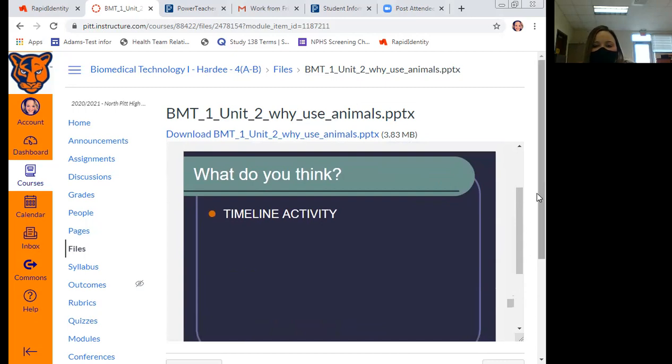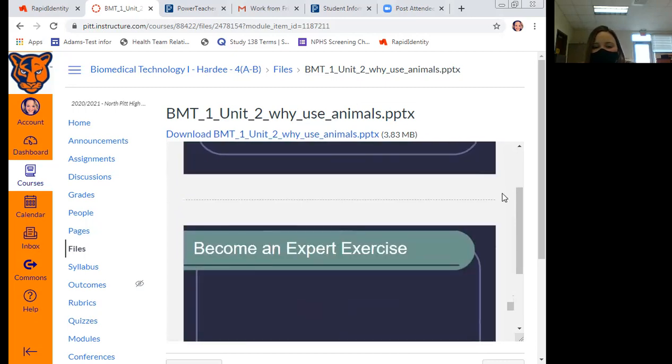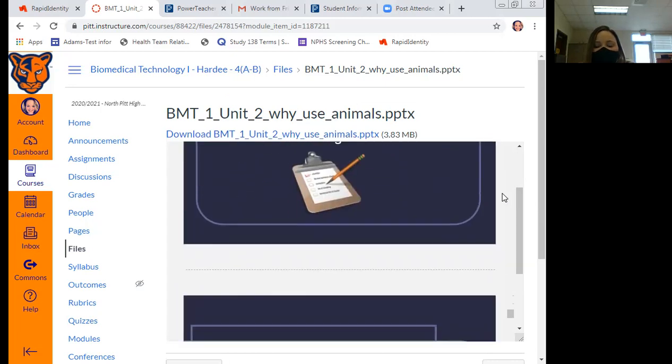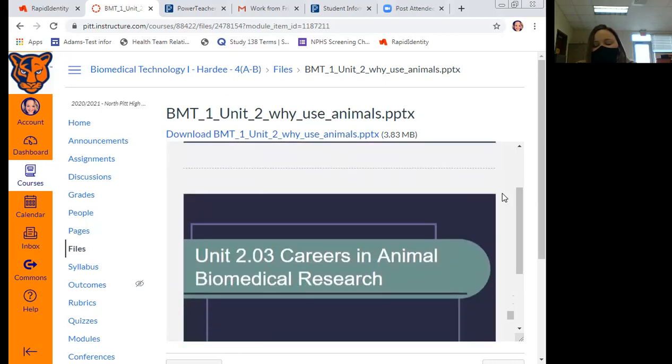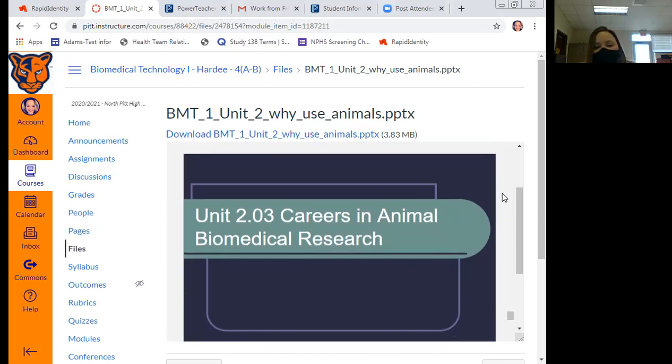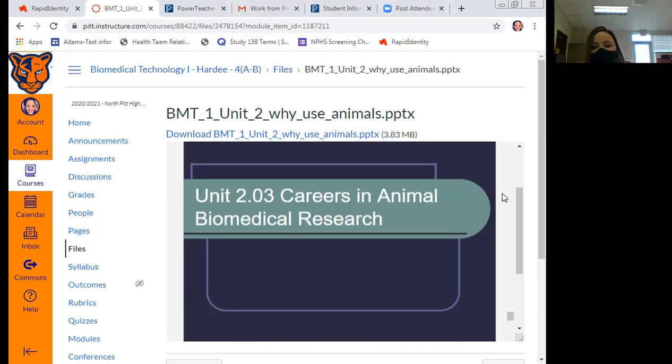When you get, guys, to these slides that talk about the timeline activities, becoming an expert exercise, and then completing your worksheet during the lecture, you can disregard those because that's something we would have done in class as a group, and we are unfortunately not able to do that this semester. Then you're going to get to Unit 2.03, which is careers in animal biomedical research.